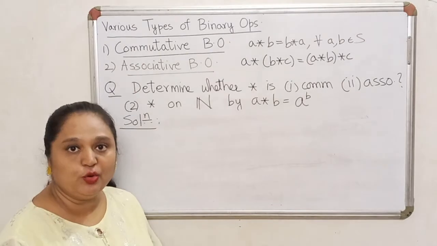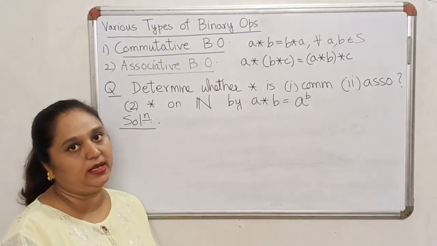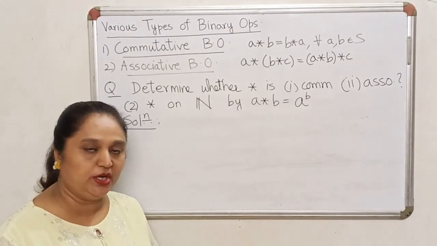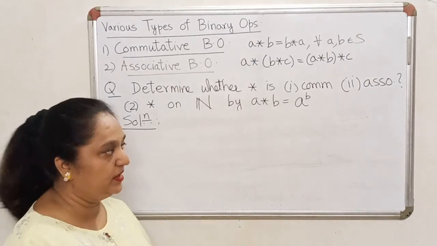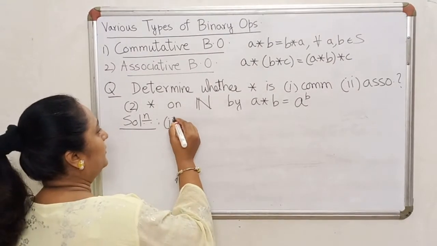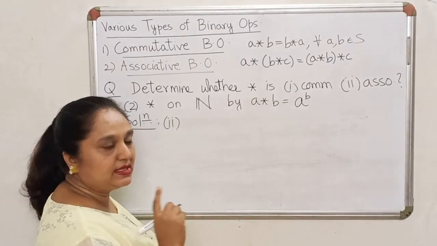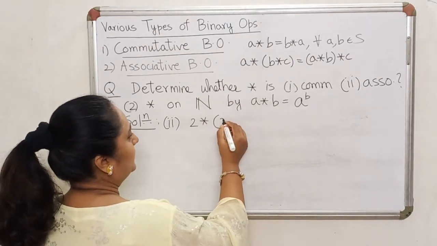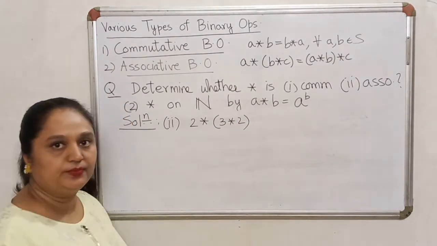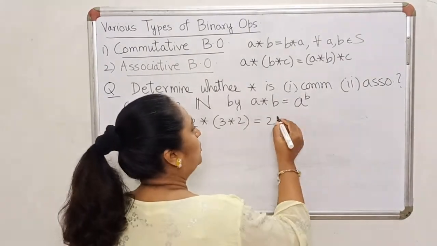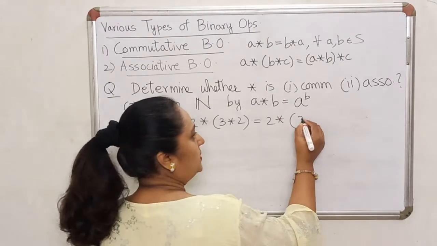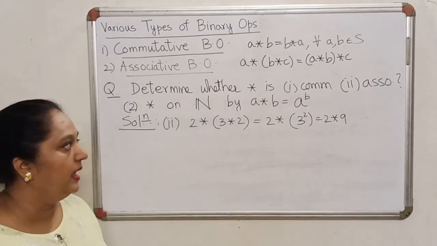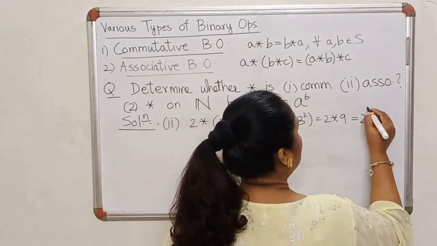So if you have used the laws of indices wrongly, then you will have probably ended up with the conclusion that the operation is associative. So let's take a specific triple and see what happens. Let's look at (2 star 3) star 2. 3 squared is 9, so this is 2 star 9, and 2 star 9 is 2 raised to the power 9.